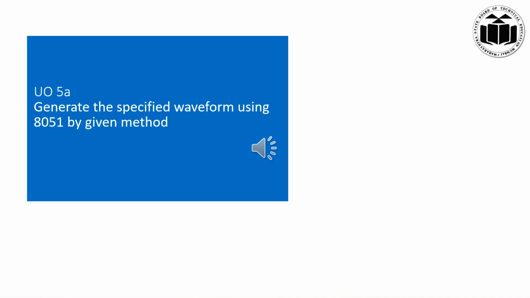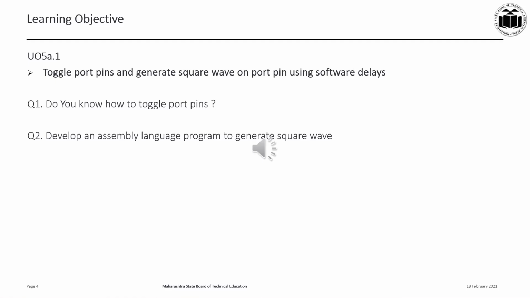In this presentation, dear learners, you are going to learn generation of square wave on the port pins of microcontroller 8051. The learning objective of this presentation is toggle port pins and generate square wave on port pin using software delays. Do you know how to toggle port pins? And once you learn how to toggle port pins, you'll be able to develop an assembly language program to generate square wave.